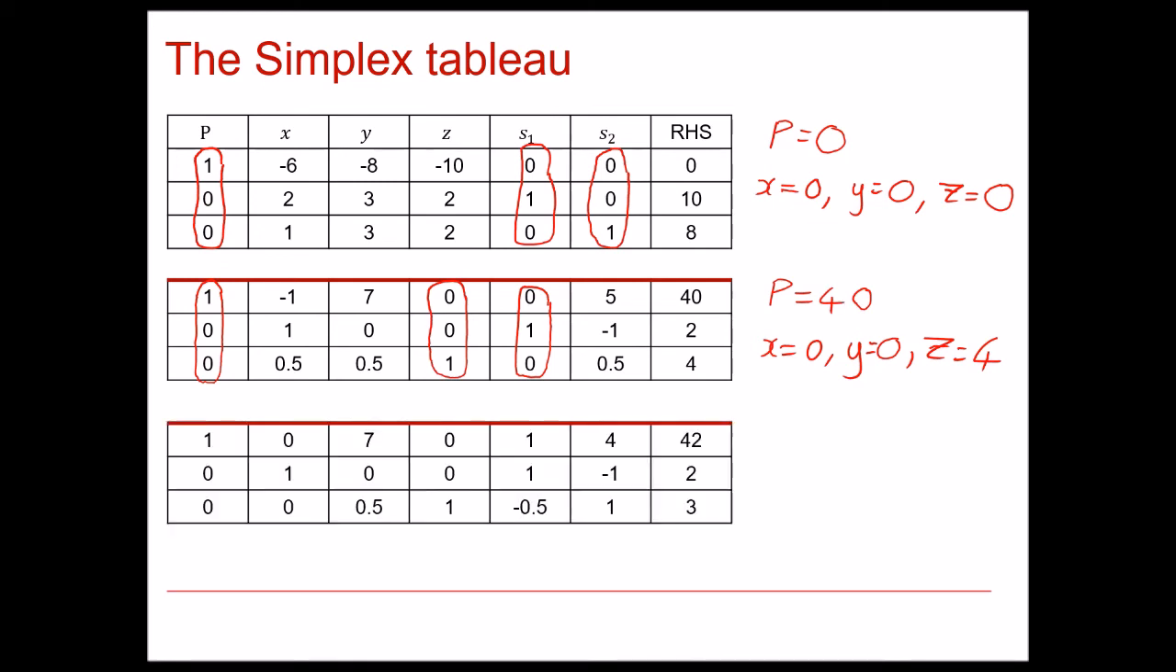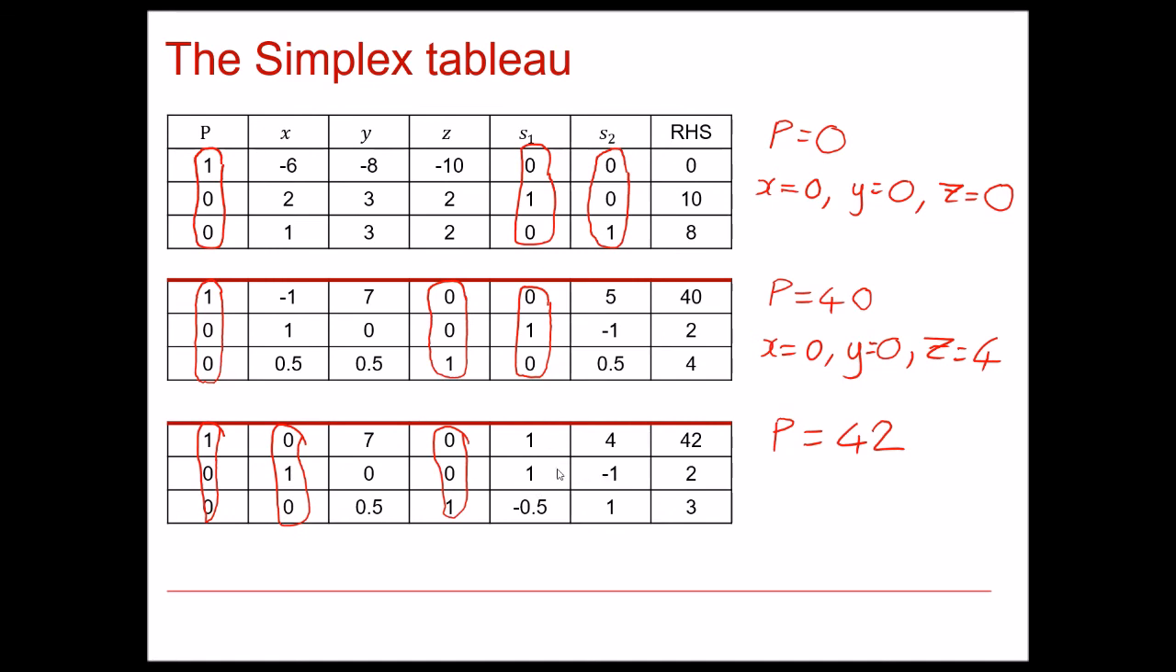And then after the final iteration, things have changed again. P, of course, as we said, is still a basic variable. P is now equal to 42, so it's increased again. It's now at its maximum possible value. And the other basic variables now are X, Z, and that's it. So there's actually no slack left at all. Both the slack variables are now equal to 0. That sometimes happens, it doesn't always happen.